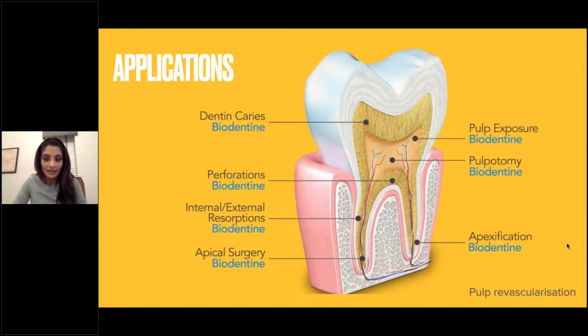So moving on to the applications of Biodentine. It can be used for many things. Firstly, starting with the replacement of tooth tissue, so dentine that's been removed by caries. We can use it for perforation repairs. We can use it for the repair of resorption. We can use it as a retrofilling when we're doing apical surgery. We can use it to mend pulp exposures and to do pulpotomy procedures. And we can also use it for apexification and revascularization. So this is just a brief overview, and I'm going to be going into a lot more detail about some of these procedures.